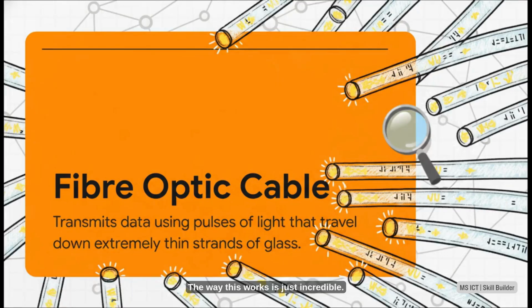The way this works is just incredible. It's literally flashing pulses of light down those tiny glass tunnels. Imagine sending Morse code with a super high-powered flashlight down a perfectly mirrored tube that's miles long. Your data is traveling, quite literally, at the speed of light.